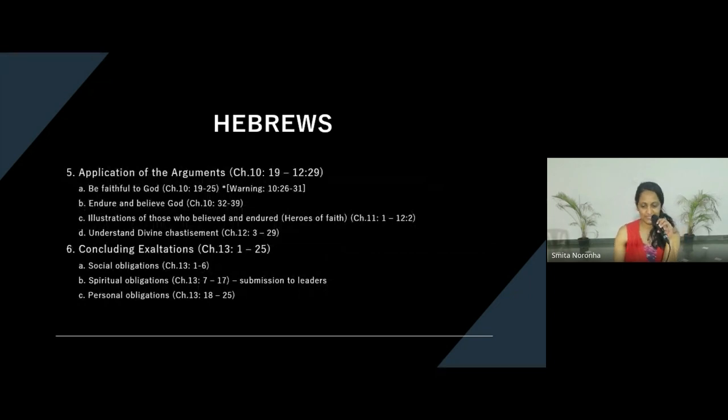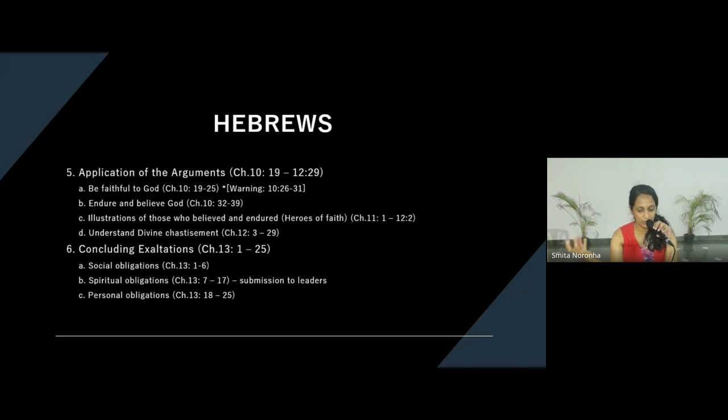So from here, after presenting all of this, he says, therefore, let's do all of these things. Because we know that this new covenant is so much greater than the old covenant. The promises, the hope, the glory, all of that is so much greater. This is how we are to live as a result of that. And so he talks about being faithful to God, enduring and continuing to have faith in God, even in the midst of persecution. He talks about then in chapter 11, the list of all those who were examples of faith.